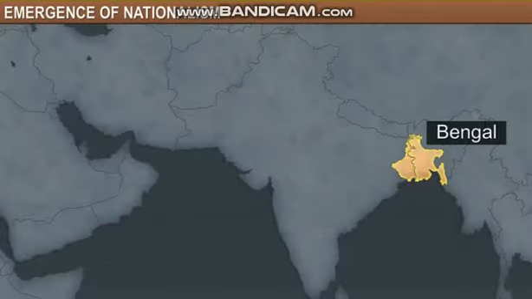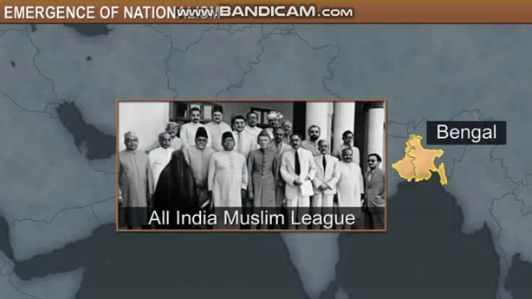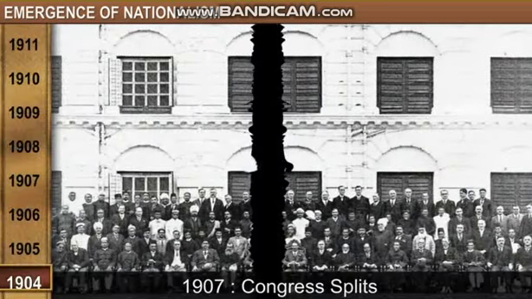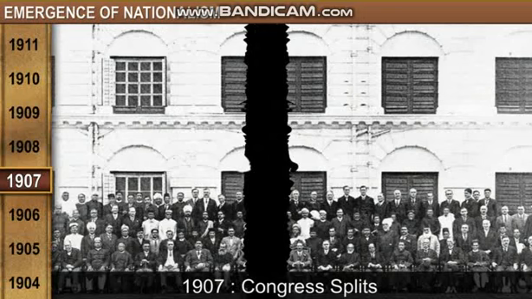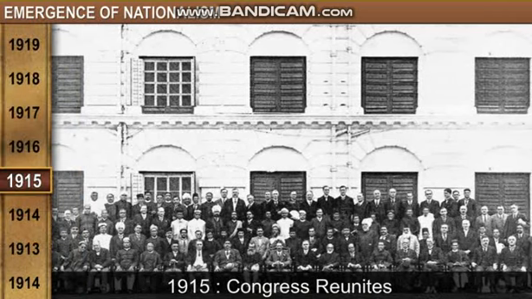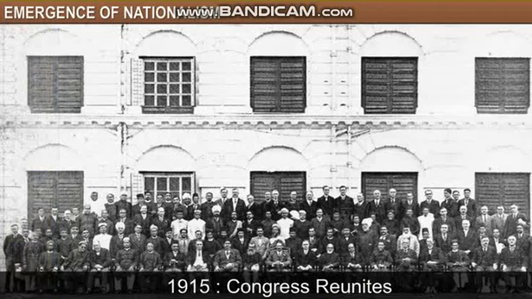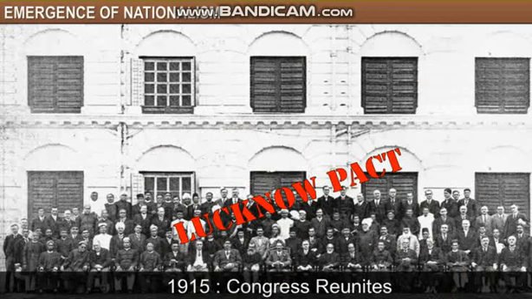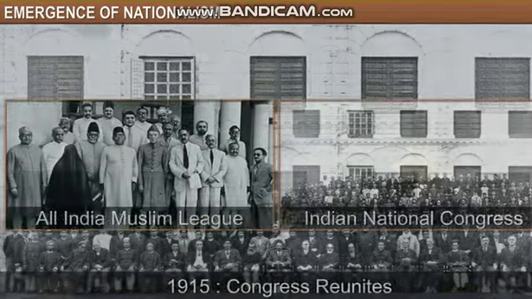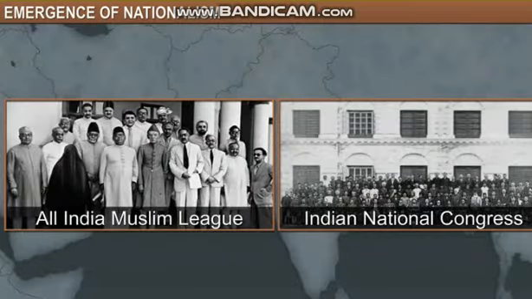However, the partition of Bengal was supported by the All India Muslim League. In the meantime, the Congress split in 1907 and was now led by the moderates, while the radical group, led by Tilak, worked separately. However, in 1915, both the groups united again. They signed the historic Lucknow Pact in 1916 with the All India Muslim League to work together for their cause. Therefore, the latter half of the 19th century saw the emergence of many national organizations in India that fought against the British.